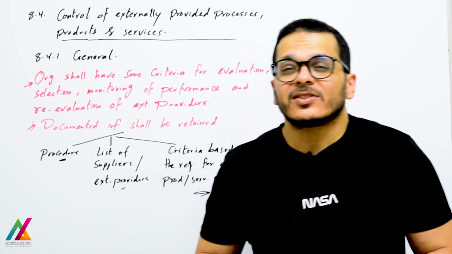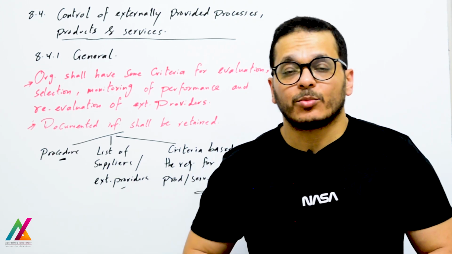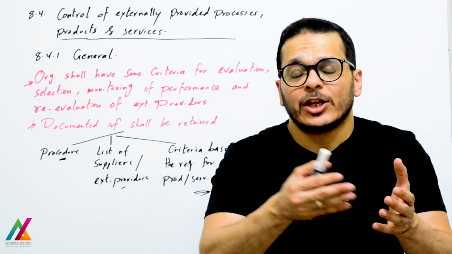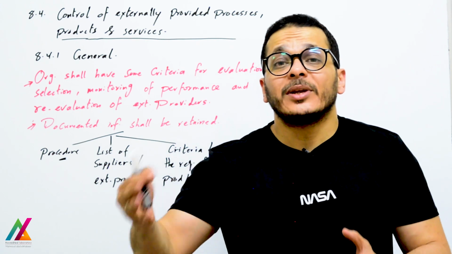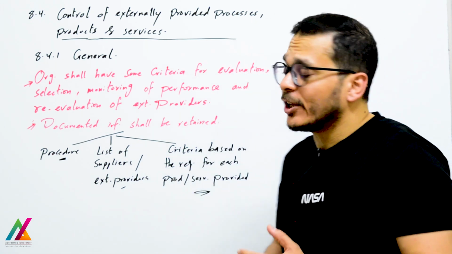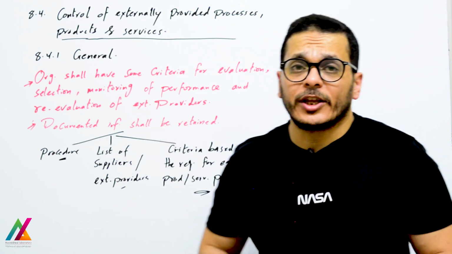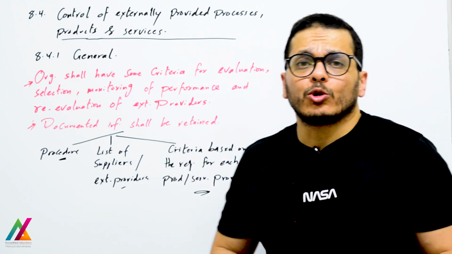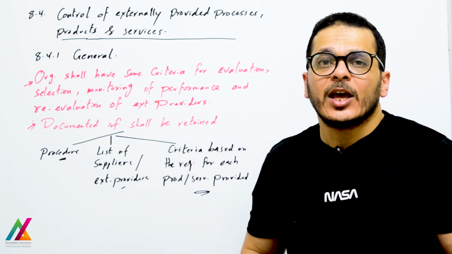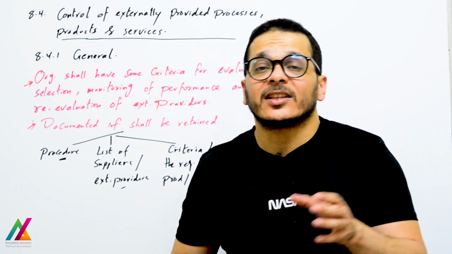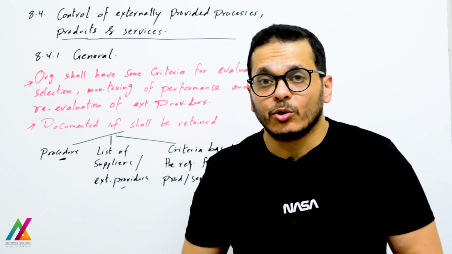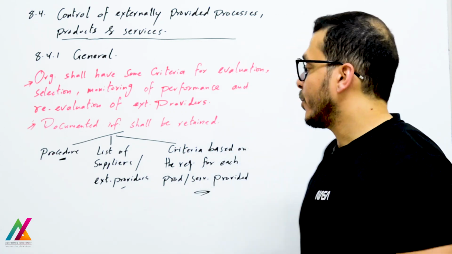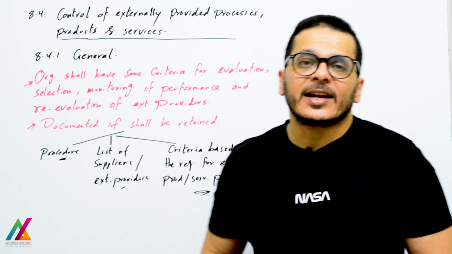And the organization shall have acceptance criteria for the supplier or external provider, to evaluate and select who is better to do this activity based on his ability and his resources, whether he can do this job or not. And also monitoring of performance and re-evaluation of external providers. Documented information shall also be retained, such as a procedure for control of externally provided activities. You will write the steps to be followed to evaluate, select, monitor the performance of, and re-evaluate the external provider. And a list of suppliers and external providers.